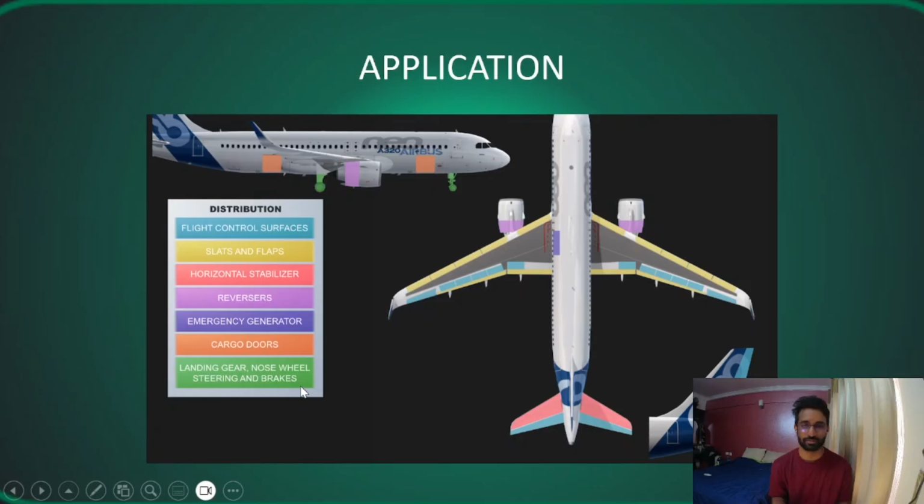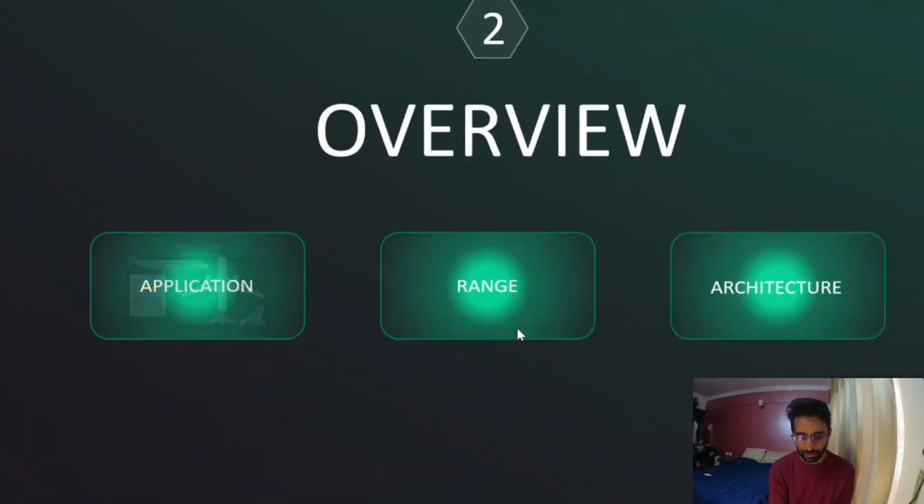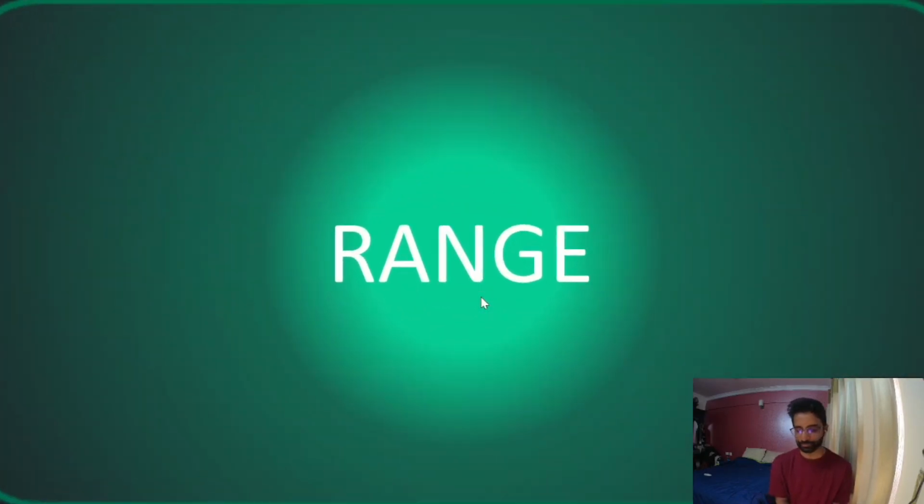So you can see that hydraulics is very important. It's a big aircraft. It has a lot of control surfaces. It moves. You need some kind of energy for it to move. That is generally the job of the hydraulic system. Next, we will talk about the range of operation.